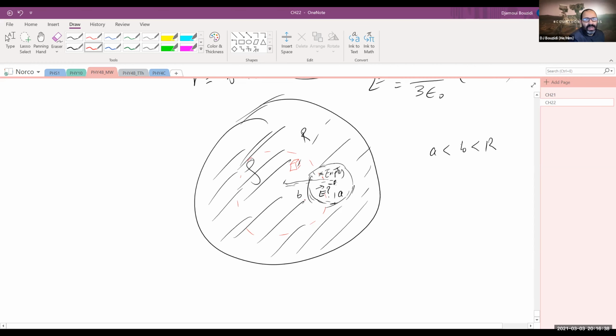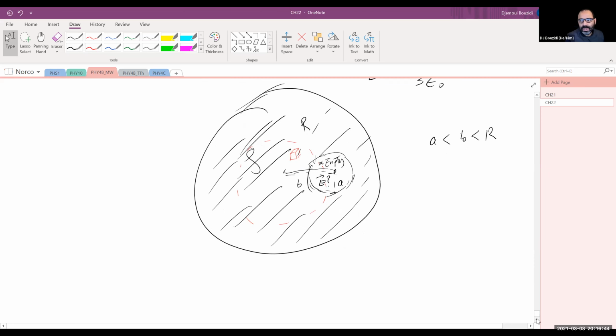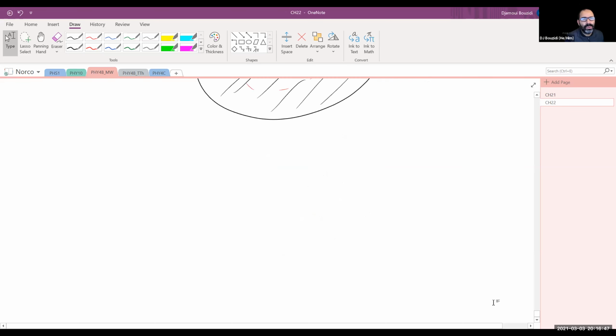So in either case, it's very, very difficult to do the problem. But here is the trick. Instead of solving this problem, we're going to ignore this problem and solve a different problem altogether. And here is the problem that we're going to solve.